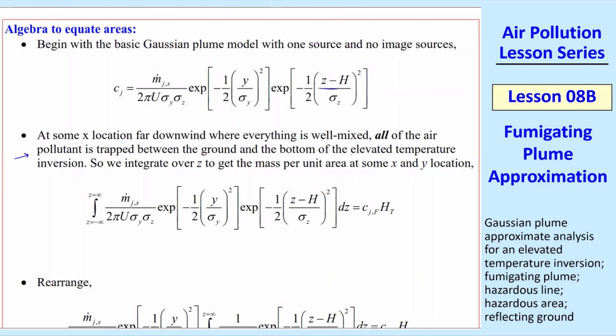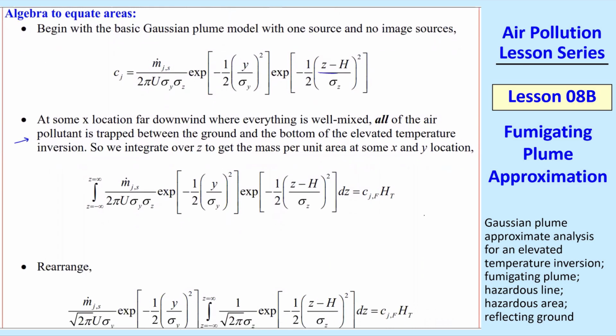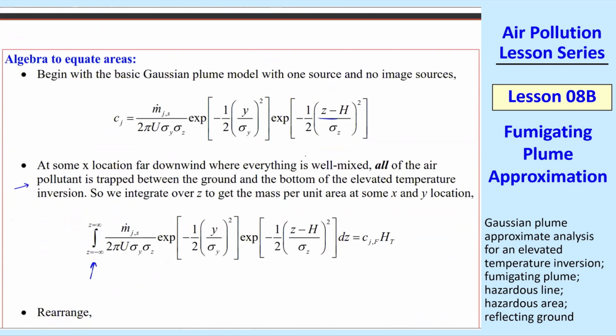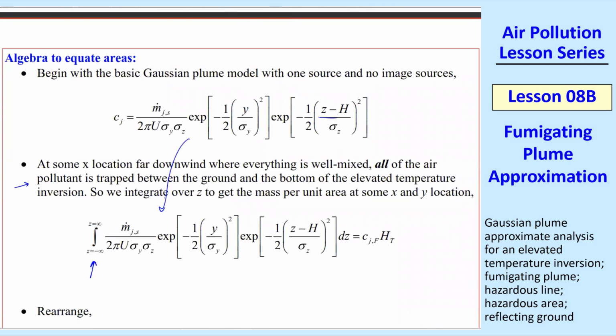So we integrate over z to get the mass per unit area at some x and y location. We're going to integrate from -infinity to infinity over z. Why? Because it's a Gaussian and this extends to infinity up and down. And then we're going to put in our equation. So we just put this equation into here times dz and equate that to CJF HT.